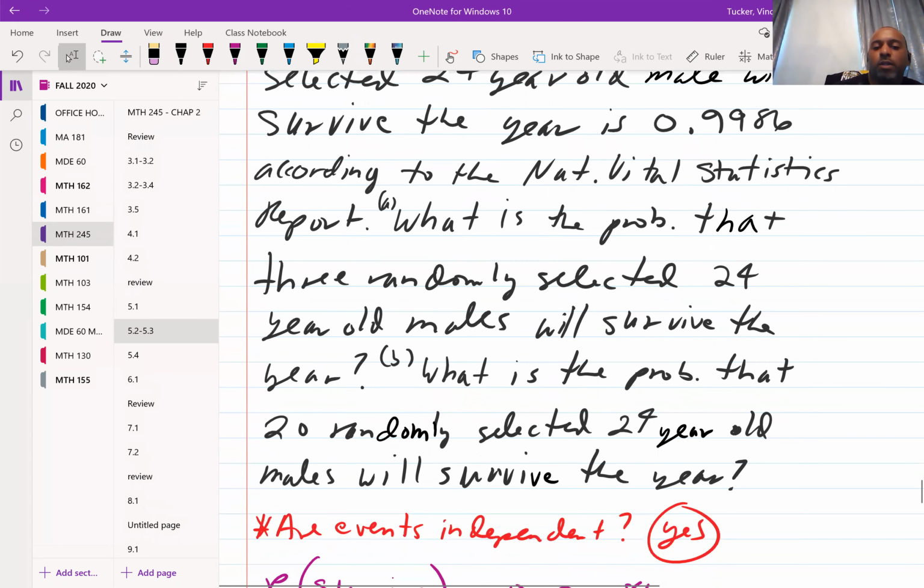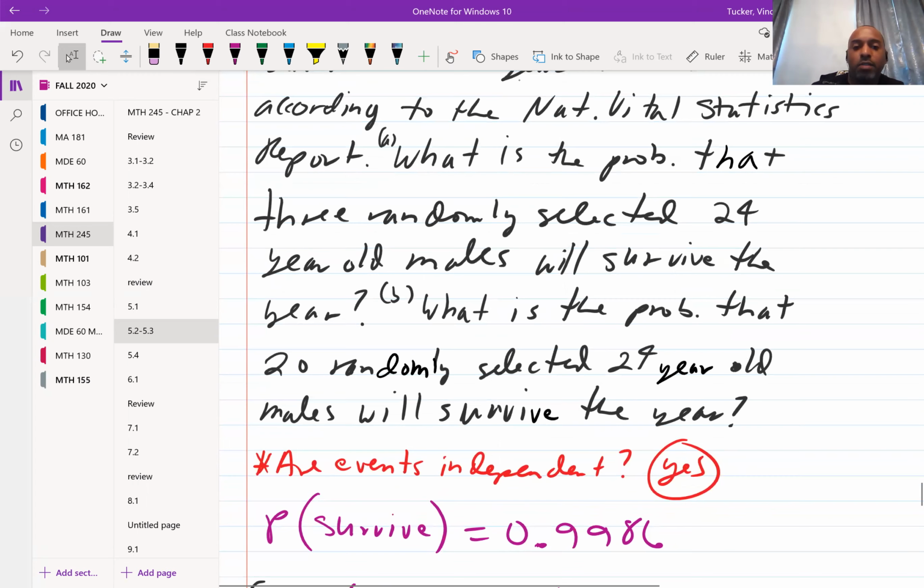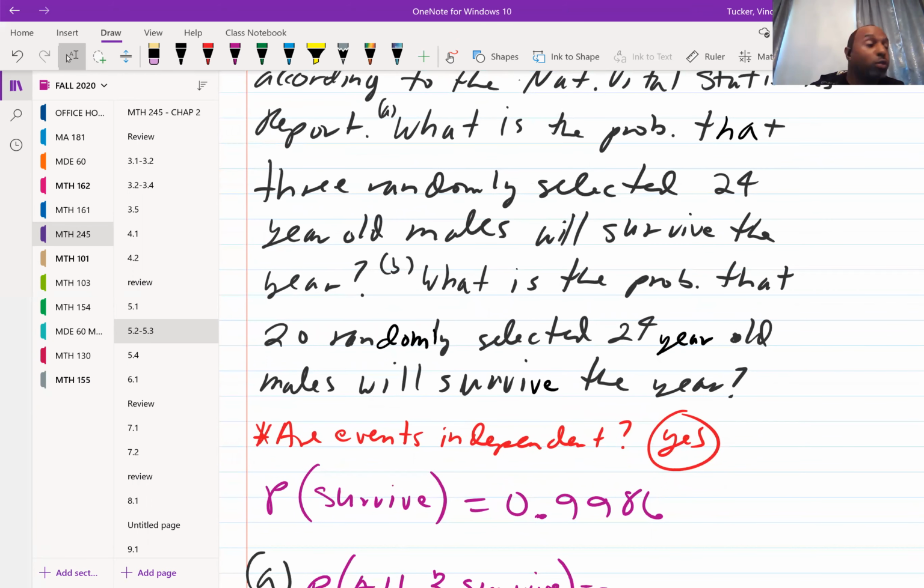All right. So first thing, once again, we want to ask ourselves, are these events independent? The answer is yes, because a 24-year-old male surviving the year has nothing to do with another 24-year-old surviving the year. Of course, we're not talking about anything strange, like if they know each other and somebody doing something to somebody. We're just talking about a randomly selected 24-year-old male surviving the year having nothing to do with another male surviving the year. So we know the probability of surviving for a 24-year-old male is 0.9986.